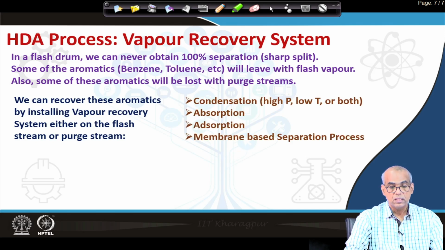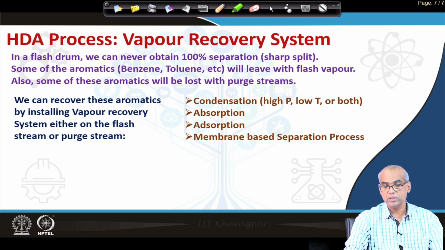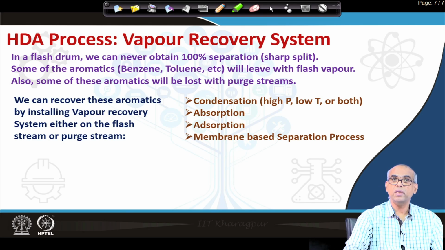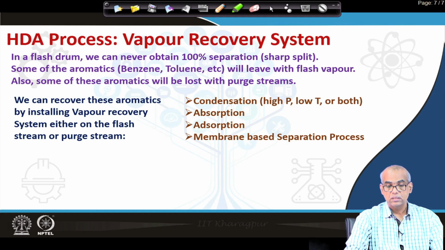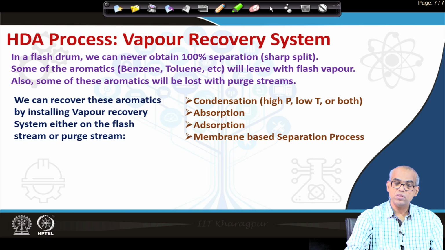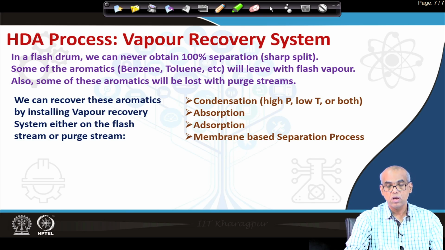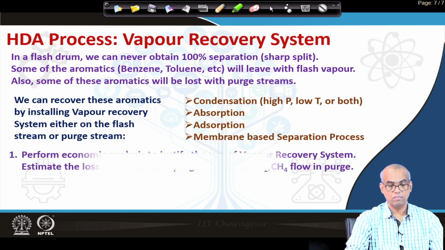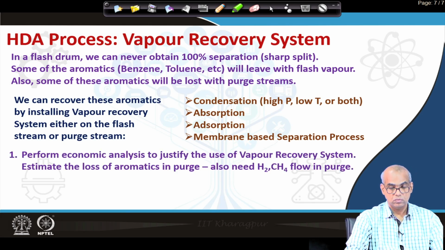What can these vapor recovery systems be? Condensation at high temperature or low temperature, at high pressure or low temperature, or both. It may be an absorption process, it may be an adsorption process, or you can also employ a membrane based separation process. Now, we need to perform an economic analysis to justify the use of a vapor recovery system.